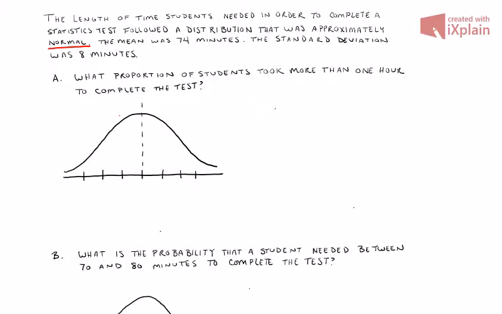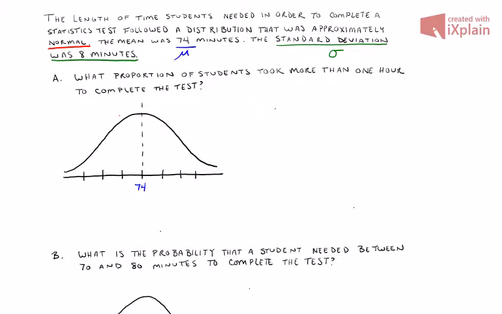The mean was 74. So I'm going to highlight that, 74 minutes, and I'm going to write 74 in here. The standard deviation was 8 minutes. Recall also from our class, the mean is denoted with the Greek letter mu, and the standard deviation is denoted with the Greek letter sigma.